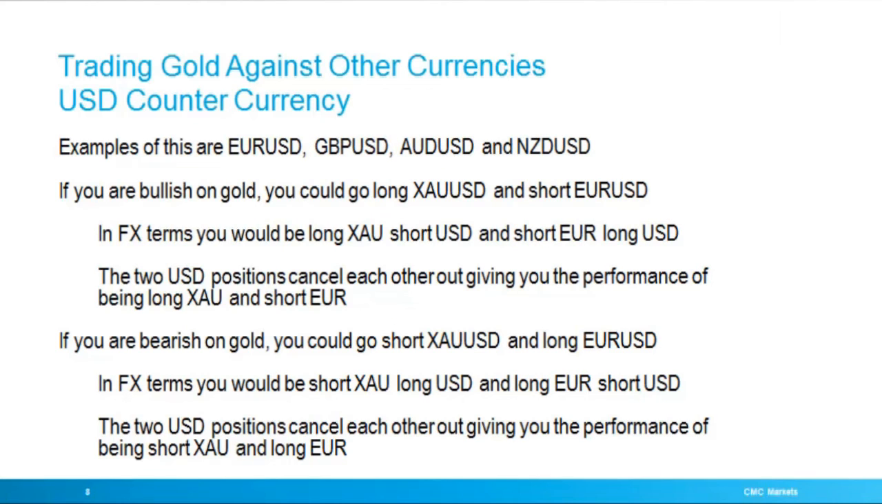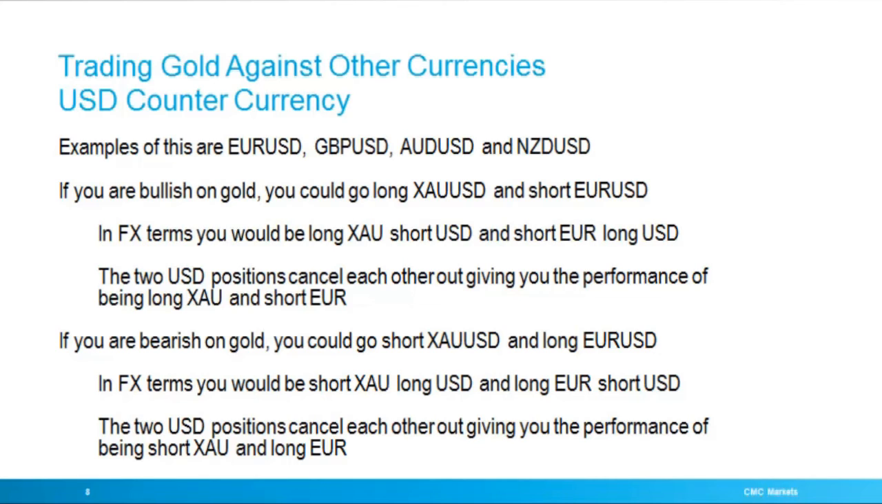Looking now in terms of gold against other currencies, we'll consider pairs where US dollar is the counter currency. Examples of this are the Euro US dollar, the Pound US dollar, the Aussie dollar, and the New Zealand dollar. So, if you are bullish on gold, and in this case when we look at the contracts, you would go long one side and short the other one. So in this case, using Euro as an example, if you're bullish on gold, you could go long the gold US dollar contract and short the Euro US dollar pair.